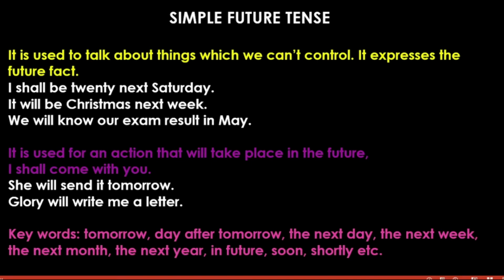And the simple future tense is used for an action that will take place in the future. For example, I shall come with you. She will send it tomorrow. Glory will write me a letter. Keywords for identifying simple future are tomorrow, day after tomorrow, the next day, the next week, the next month, the next year, in future, soon, shortly.